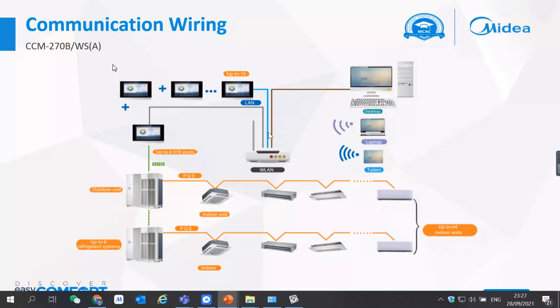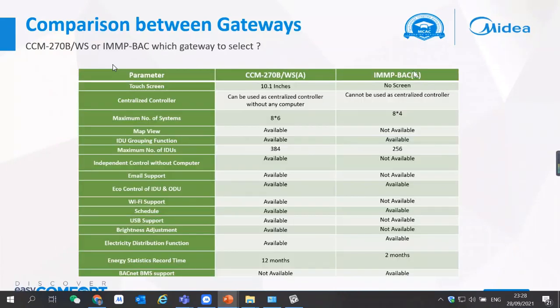In the meantime, the data is being stored inside the gateway. So the memory of the gateway is important here. The memory of 10.1 is much better than IMMP back A. This is just a rough comparison, 12 months versus 2 months, but it depends upon the project and a lot of things. But the thing is the memory of 10.1 is much better than this one.